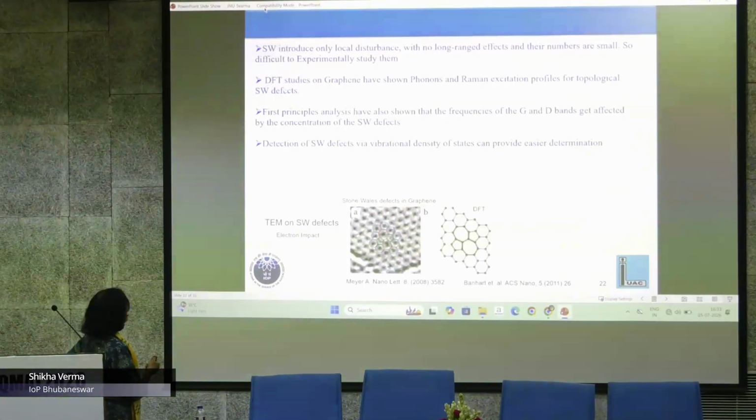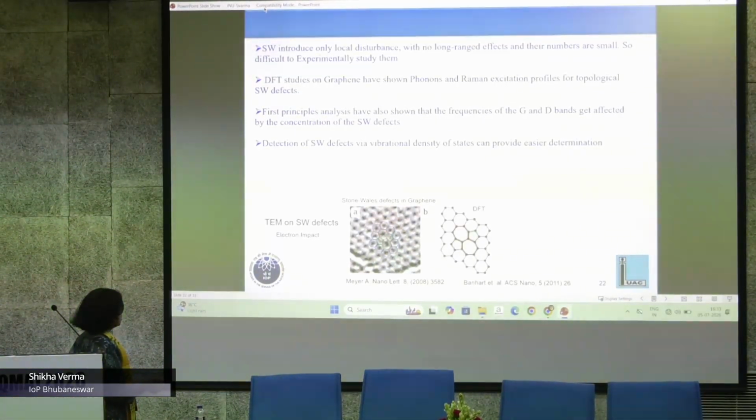So these SW defects introduce only local disturbance with no long range effects, and their numbers are small. So it is difficult to study them experimentally. DFT studies on graphene have shown phonons and Raman excitation profiles for topological defects, these SW defects. And first principle analysis has also shown that the frequencies of the G and D bands get affected by the concentration of SW defects. And detection of these defects by Raman or vibrational density of states can provide easier determination.